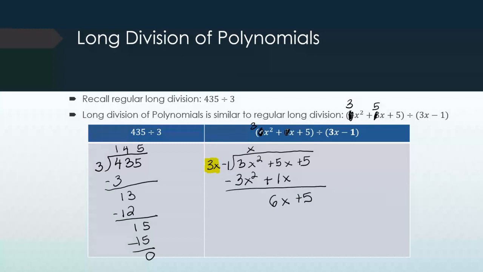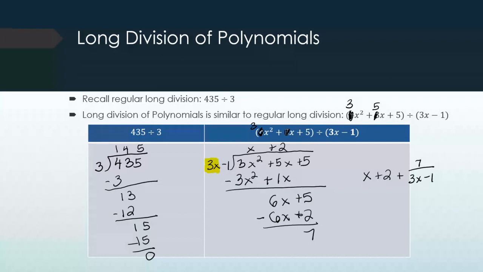Okay, so 3x times what is 6x? That's 2, so it's plus 2. 3x times 2 is 6x. And then I multiply the negative 1 times 2, so that's negative 2. And then I subtract. And when we're subtracting a negative, that turns into a positive. 6x minus 6x is 0. 5 plus 2 is 7. And then that's a remainder. So our answer would be x plus 2, and then just like when we had remainders of division, you make it like a fraction.